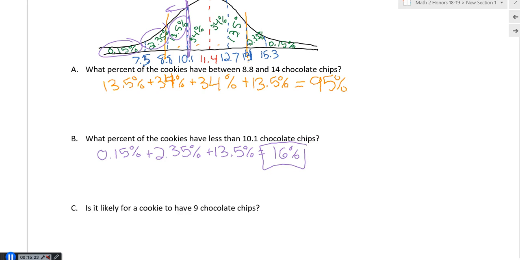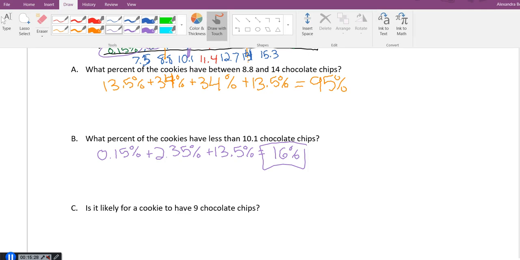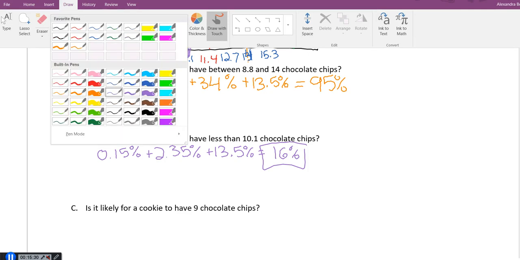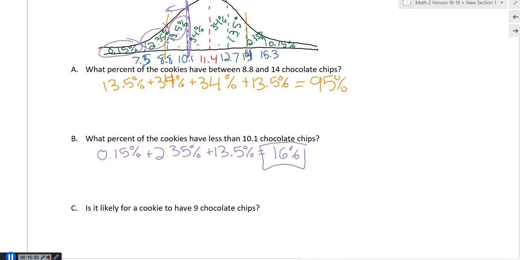And then C, last question. Is it likely for a cookie to have 9 chocolate chips? Right, 9 is right here. Well, that's 1. Right, it's before I get to 2 standard deviations, so I would say yes. It is within 2 standard deviations. And I will abbreviate. Okay. All right, that is it.